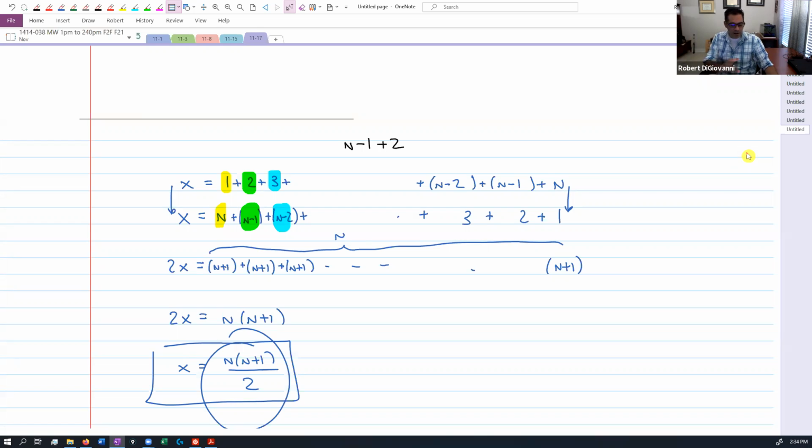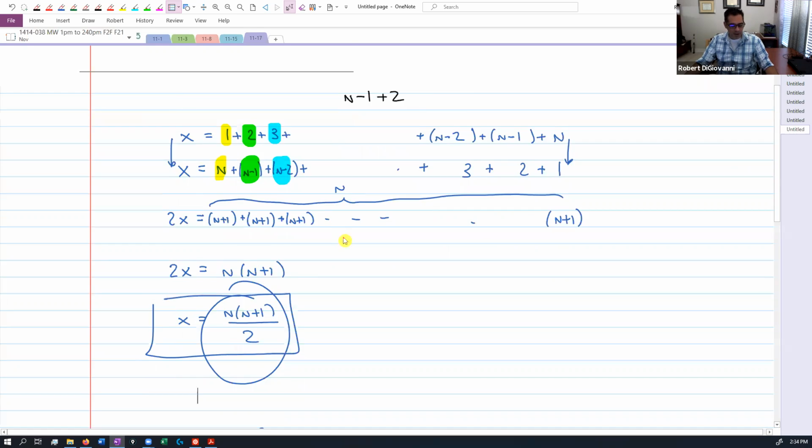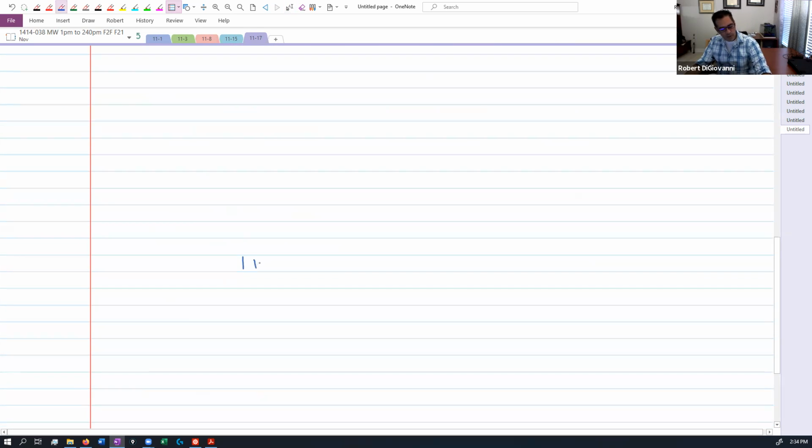And there are formulas for other things too. If you want to add up, instead of 1 + 2 + 3 all the way to n, we have a formula for that. If you want to add up the squares, 1 squared + 2 squared + 3 squared + 4 squared, there's a formula for that. And if you want to do the cubes, there's a formula for that. And so we've got all these weird formulas.